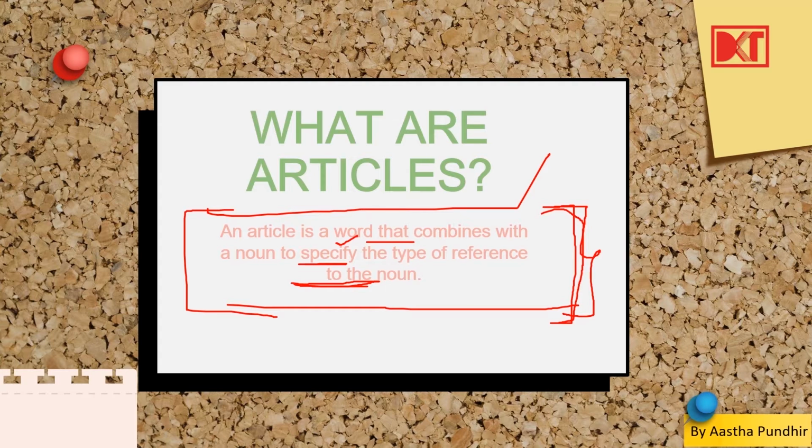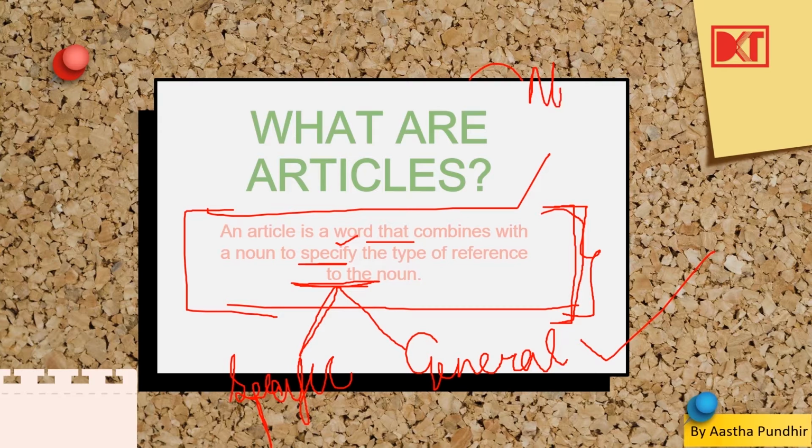ये रेफरेंस होगी दो तरीके की. वन कुड बी स्पेसिफिक, ओके, एंड द अदर कुड बी जनरल. ये जो दोनों रेफरेंसेस हैं हम समझेंगे कि कैसे कैसे आर्टिकल्स में यूज होती हैं. तो एक चीज हमने समझी कि ये नाउन के साथ यूज होगा एंड दूसरा ये हमें बताएगा रेफरेंस. रेफरेंस मतलब कि या स्पेसिफिक है या जनरल है. ओके, इन दोनों चीजों को ध्यान में रखते हुए लेट्स स्टार्ट.